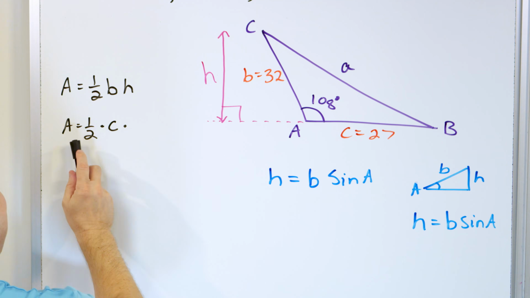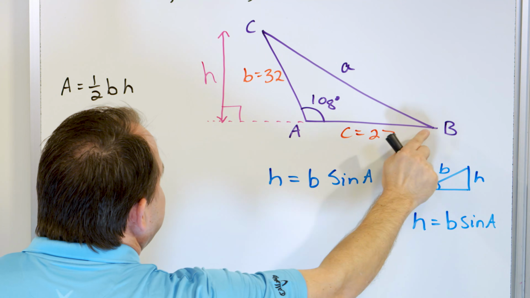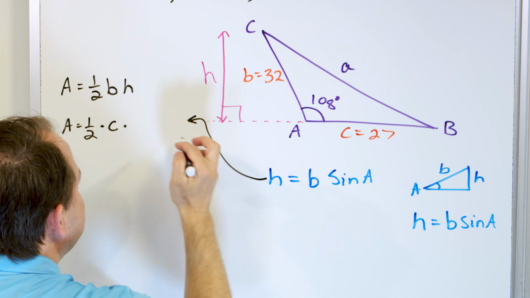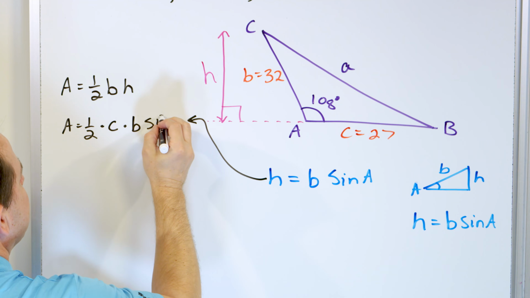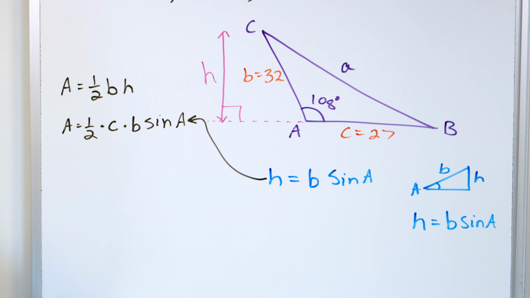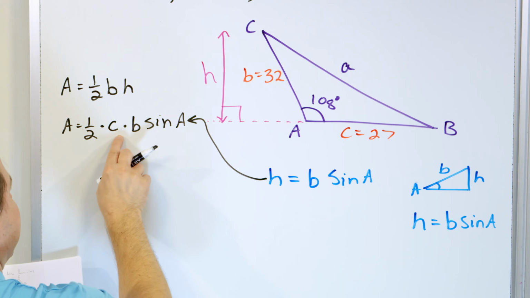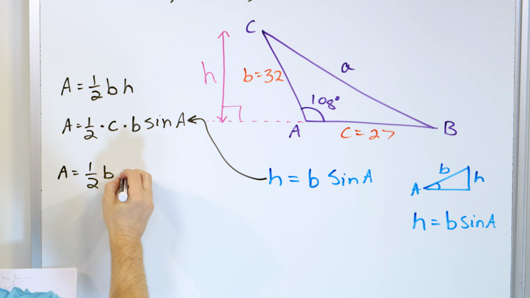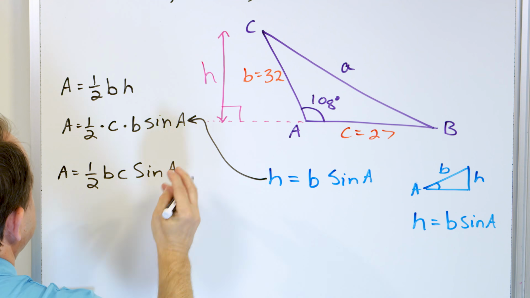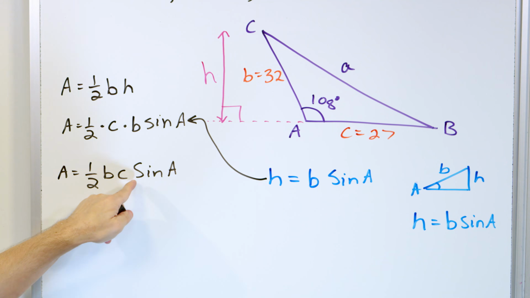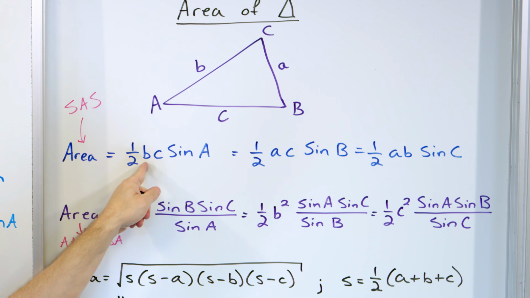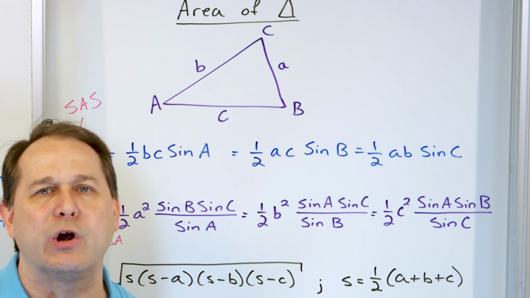So what we have is the area of this guy is 1/2 times the base of this triangle times the height, but the height is given as b times the sine of a, right? Now, I can flip around these because it's multiplication. I can call this 1/2 times b times c times sine of a. Area is 1/2 bc sine of the angle A. Now you see where it comes from.